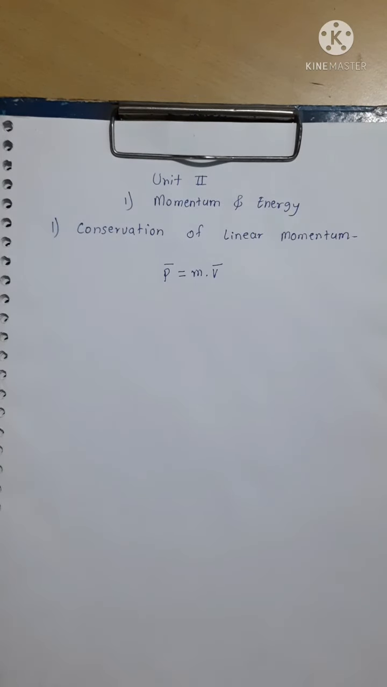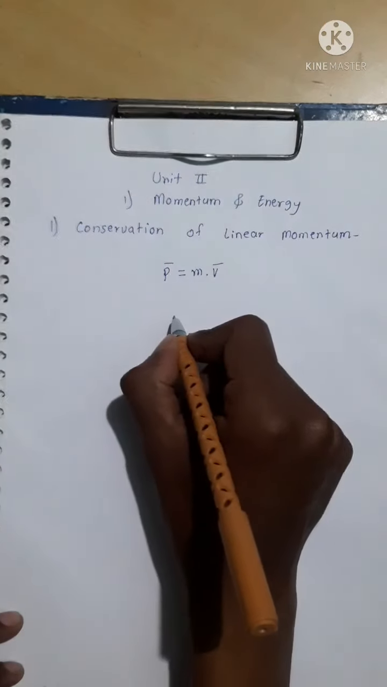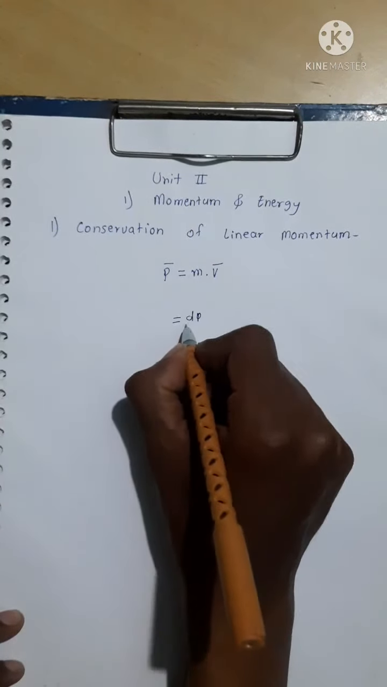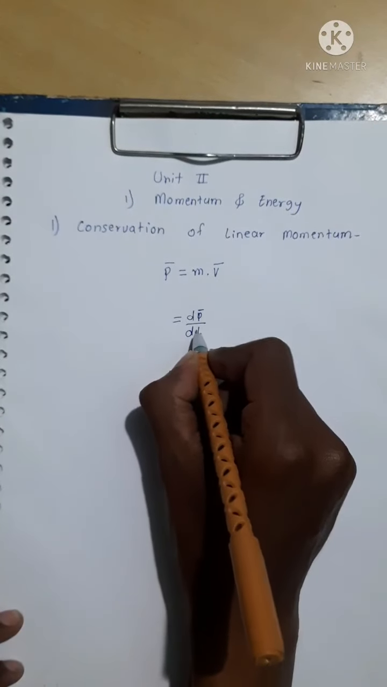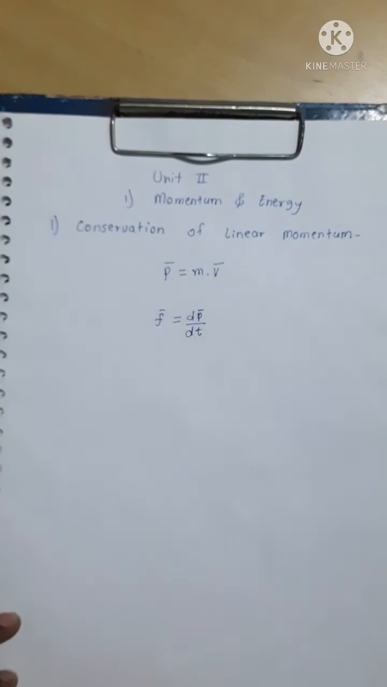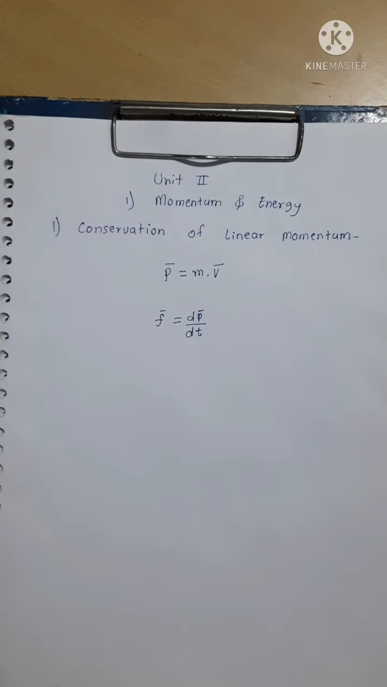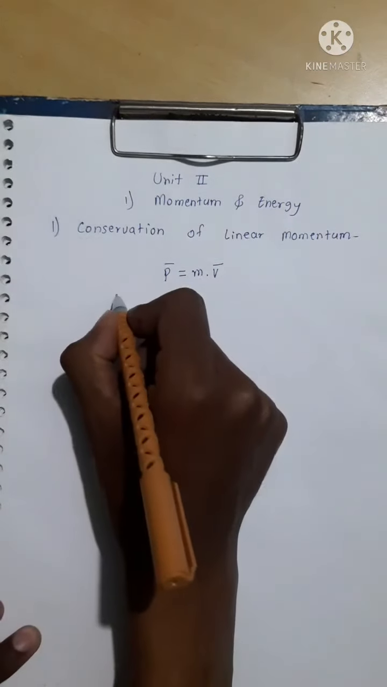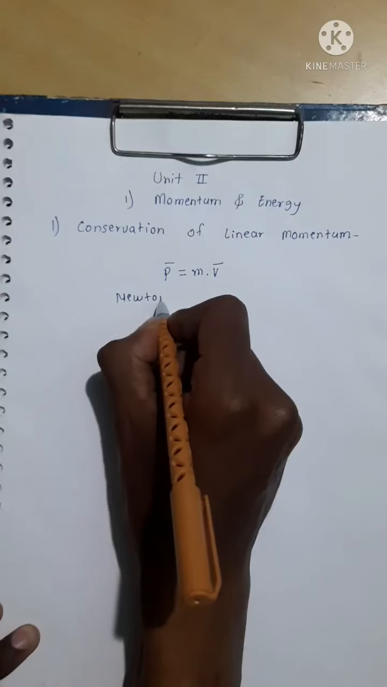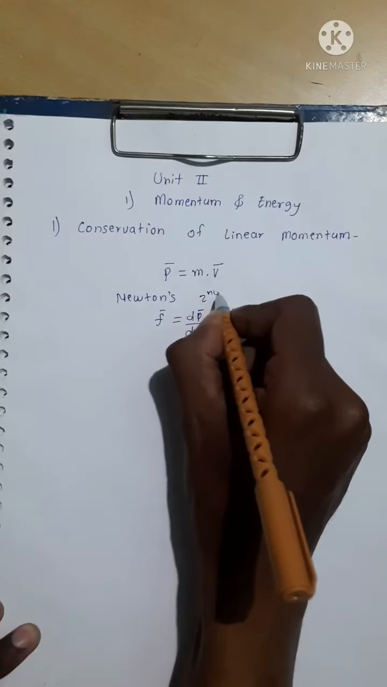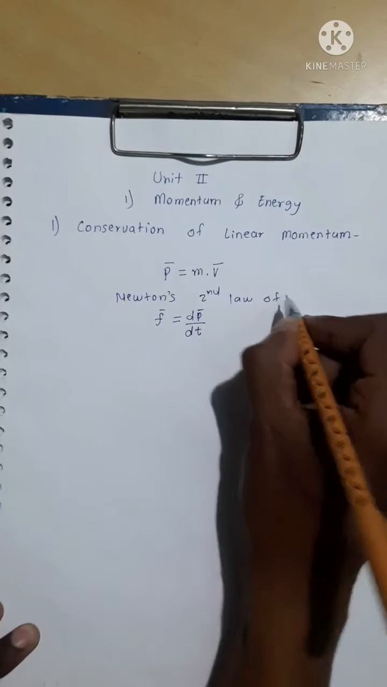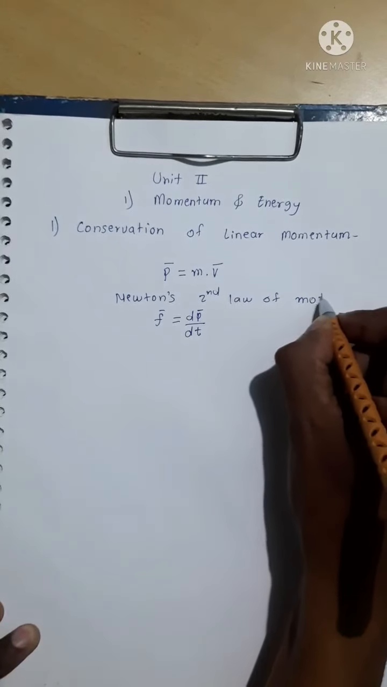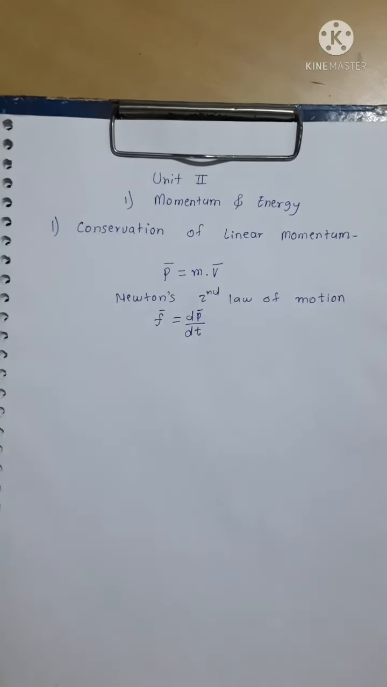According to Newton's second law of motion, the rate of change of momentum is nothing but the net external force applied on the particle. We know the rate of change of momentum is nothing but the net external force acting on the particle.